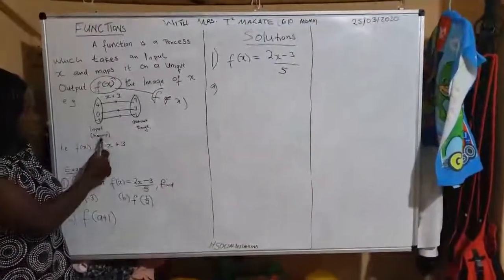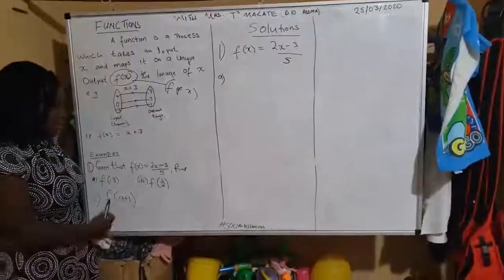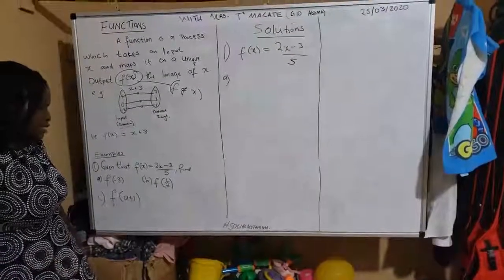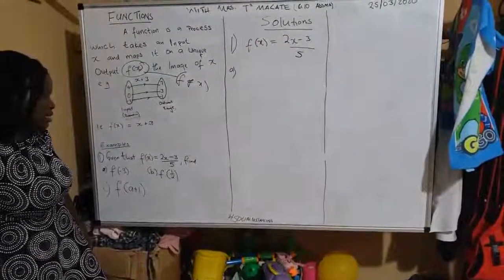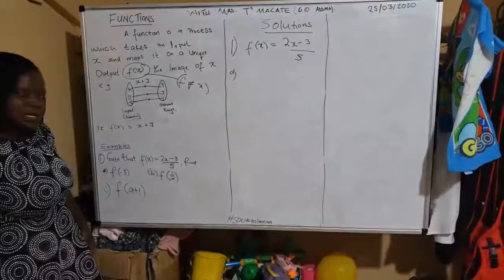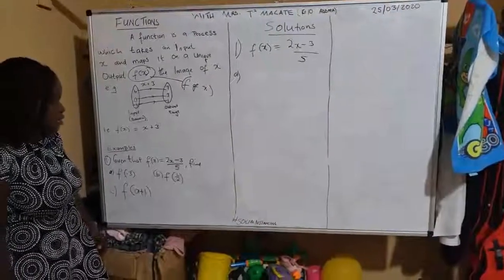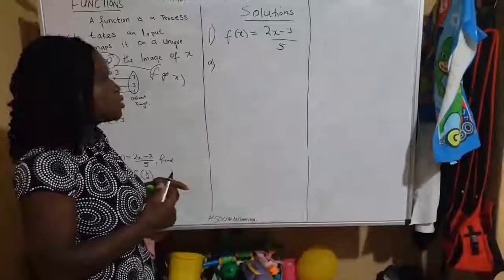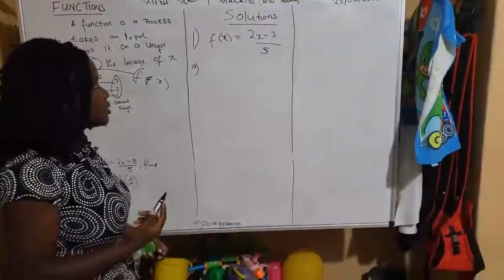In symbols, it looks like f(x) = x + 3. You have the input making the domain and the output making the range. So how do we work out our function f(x)? We have an example of f(x) described as the equation (2x - 3)/5, and part a asks us to find f(-3). f(-3) simply means you put -3 where x is in that equation.